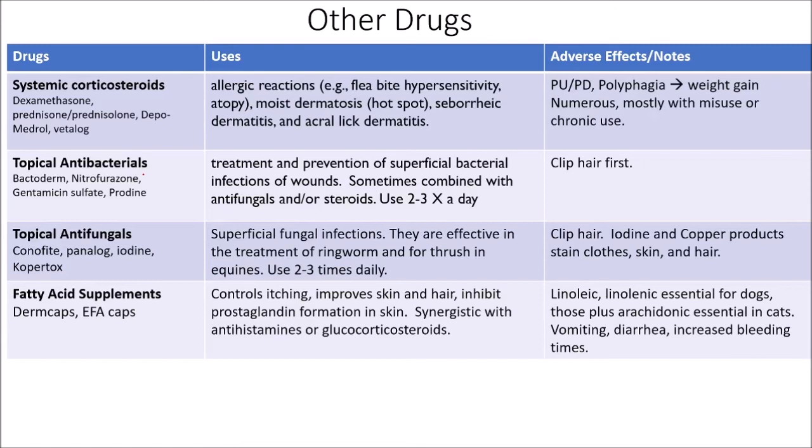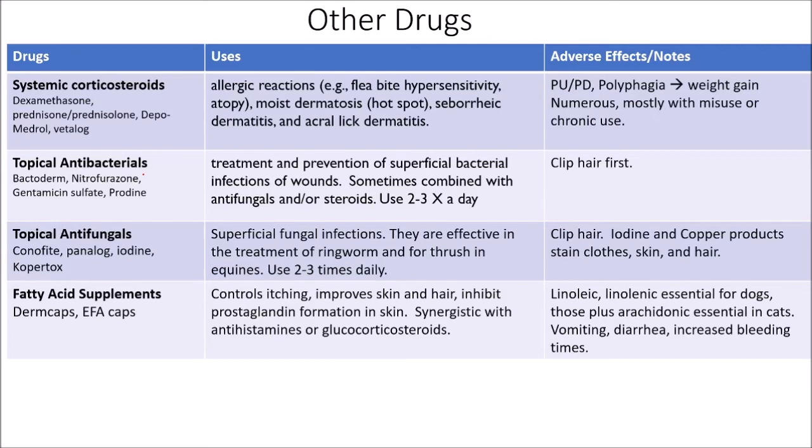Want to clip the hair, use iodine, and if we're using iodine and copper products, realize that they're going to stain clothes, skin, and hair. Fatty acid supplements, Derm Caps, EFA caps, any fatty acid supplement that you might use for joint control or joint supplements, can help to control itching, improve skin and hair, inhibit prostaglandin formation in the skin, and are synergistic with antihistamines or glucocorticosteroids, so they can make those work better. Using those can really strengthen and heal the skin very quickly.